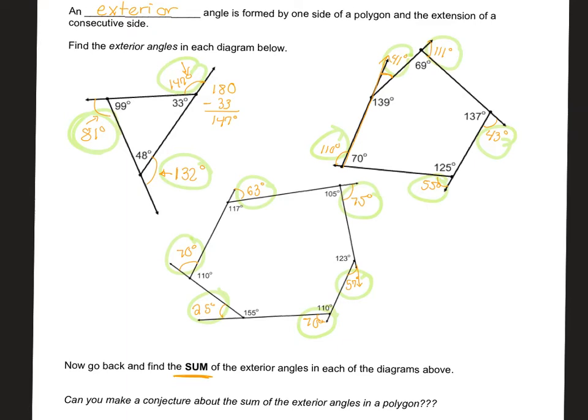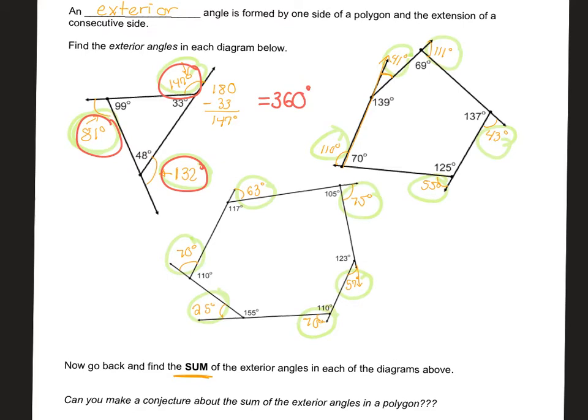At the end of class today, we started looking at exterior angles and calculating the actual value of the exterior angle. After having done that, we went back and found the sum of all of the exterior angles in each of these diagrams. So in this first diagram, when we added together our three exterior angles, the 81, the 132, and the 147, we found that the sum of these three angles came out to equal 360 degrees.